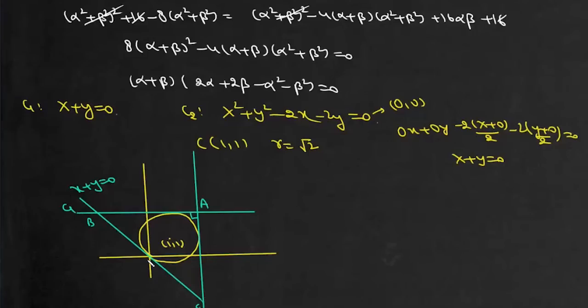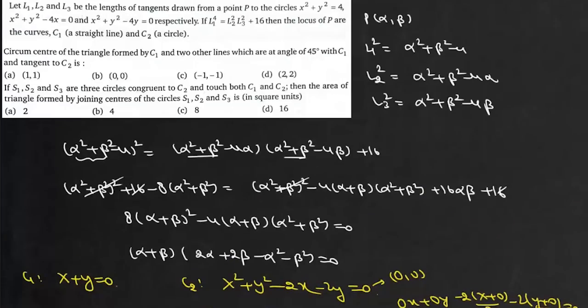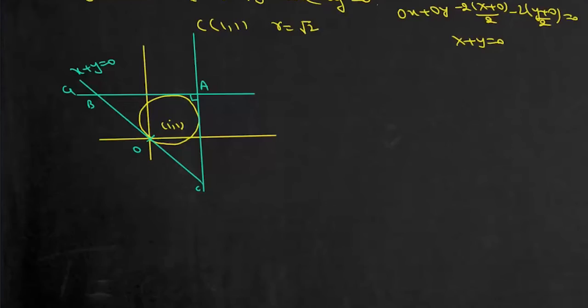And clearly midpoint of BC is at origin. So circumcenter of this triangle ABC is origin, and that's your option B. We can work this out also. Now we know that this is 45. This is 45. Now equation of this line is x equals 1 plus √2, and equation of this line is y equals 1 plus √2.